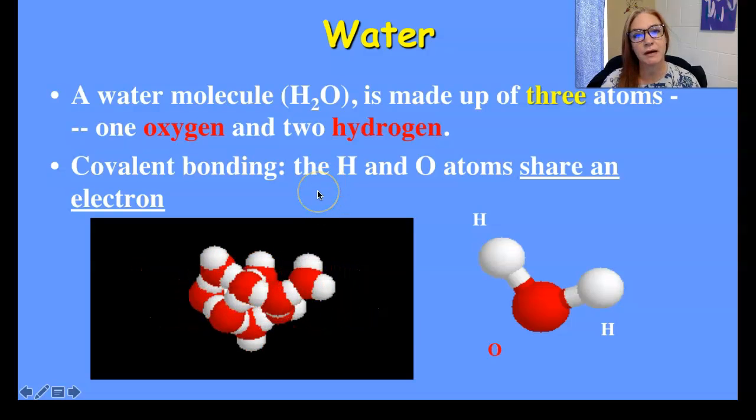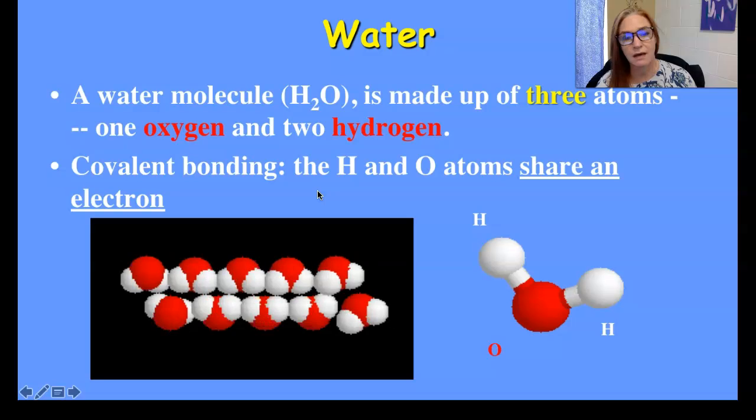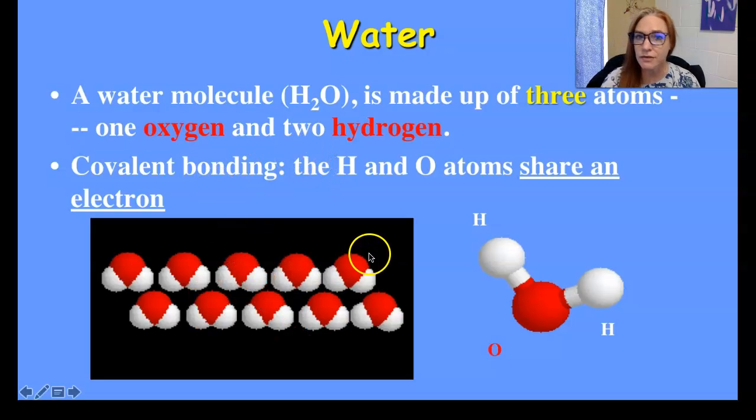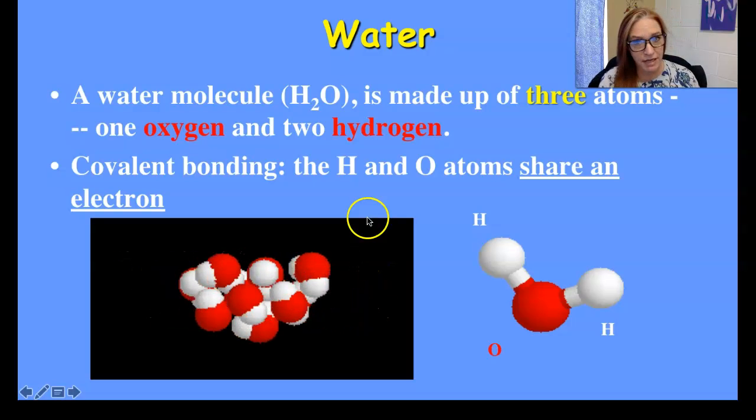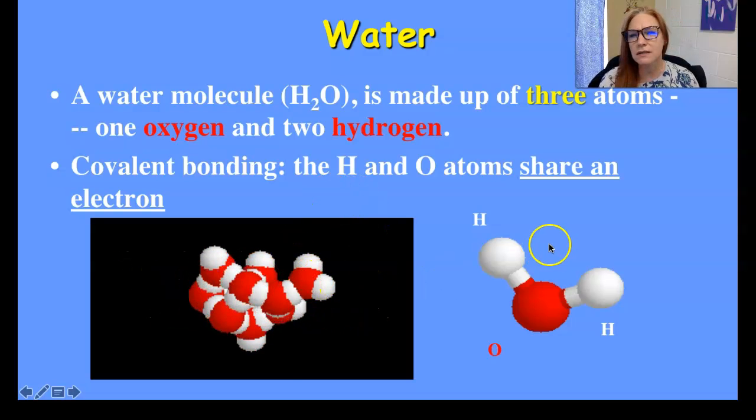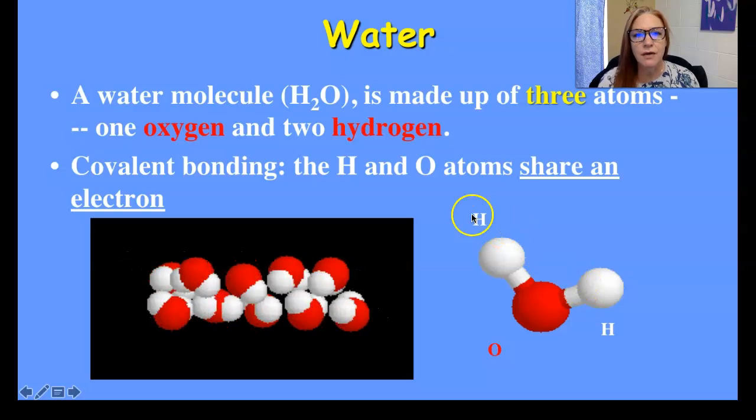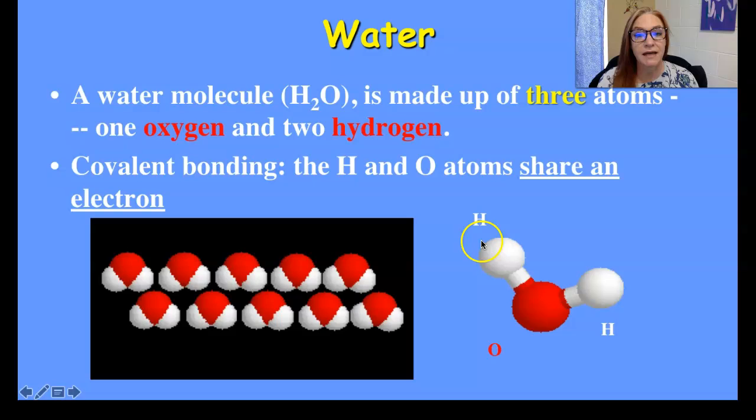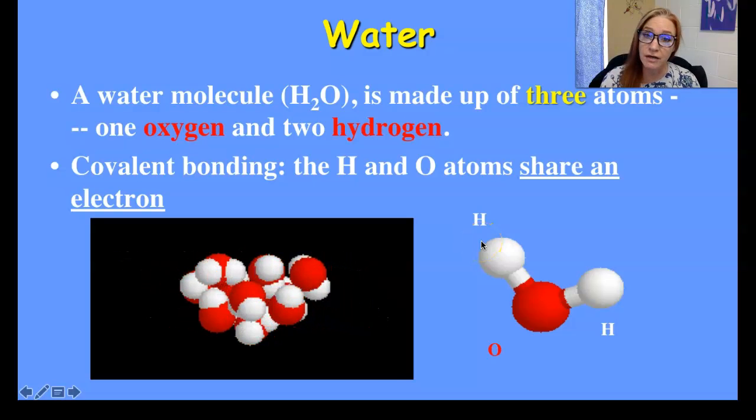Water is made up of two different types of atoms. It's a molecule made of two hydrogen atoms and one oxygen atom, and those are stuck together through covalent bonding, which means that the hydrogen and oxygen share an electron.